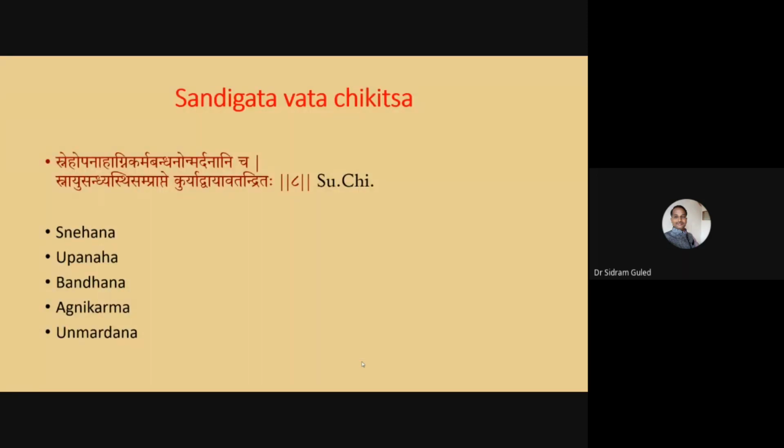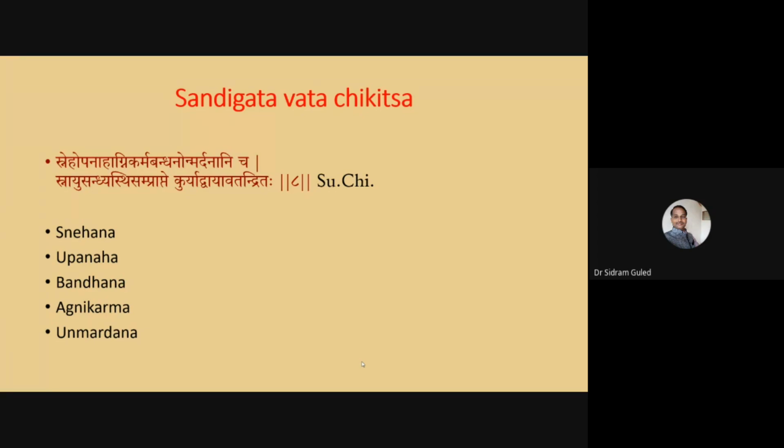Now, coming to the understanding of the chikitsa of these diseases we have discussed till now: as Katigata vata or Grivagata vata is basically a Sandhigata vata, let us see the Sandhigata vata chikitsas. Snehopanaha agnikarma bandhanonmardhanani cha snayu sandhasti samprapte kuryad vayo atandritaha. A specific word is used, atandritaha, which Charaka and Sushruta have stressed, meaning without any rest.